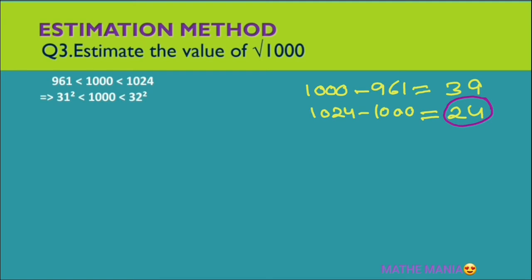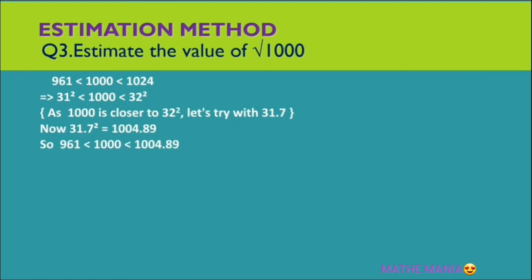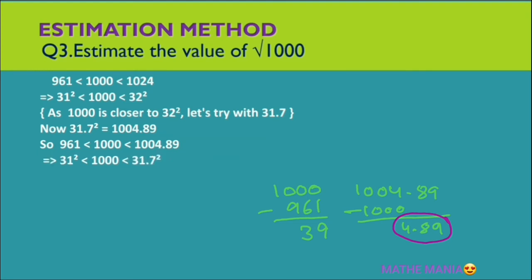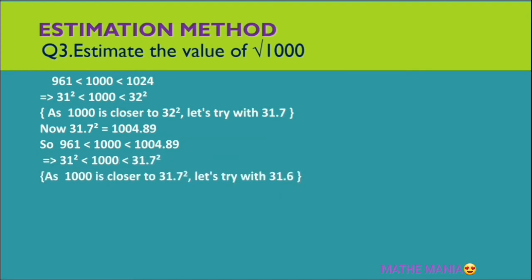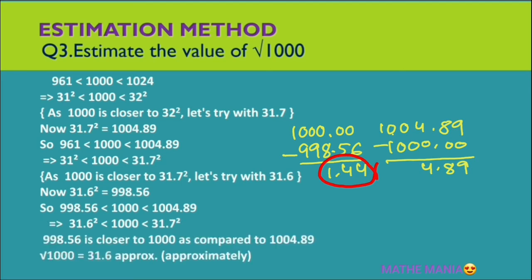Okay children, now you can check your answers. Don't worry if the first number which I have taken is not the same as yours, because as I said, there are so many numbers between 31 and 32. You can take any of them. Even if you take a different number, after a few steps you will reach the answer. So we get that the approximate value of root 1000 is 31.6. I hope all of you were able to solve it correctly.